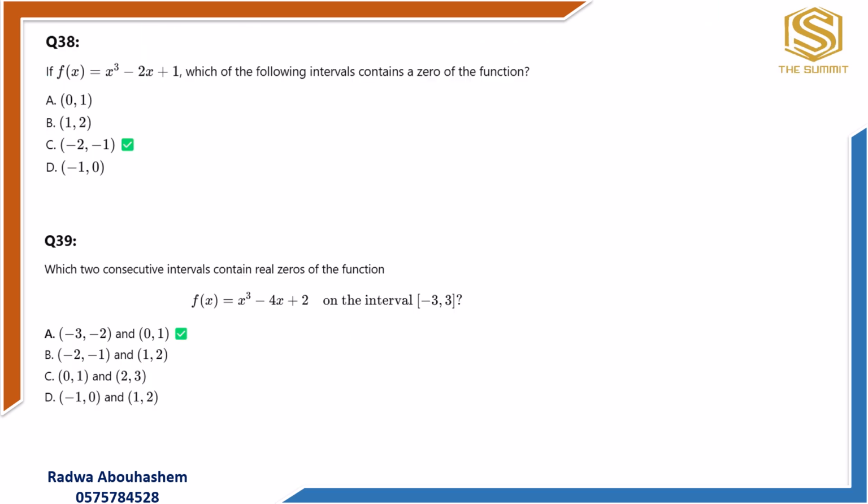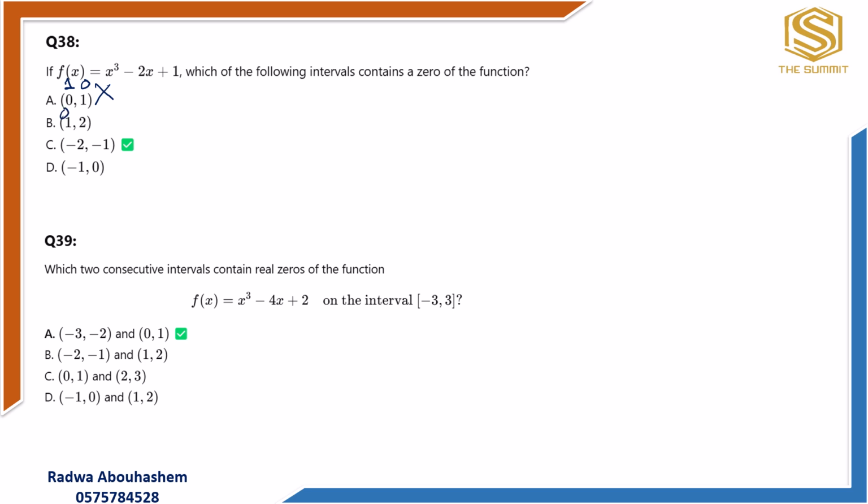Question 38. If f(x) = x^3 - 2x + 1, which of the following intervals contains a zero of the function? So this means I'm checking for an interval where, when I substitute, there is a sign change. So let me check the first one here. If I substitute 0, it gives me 1. If I substitute 1, it gives me 0. So no sign change.